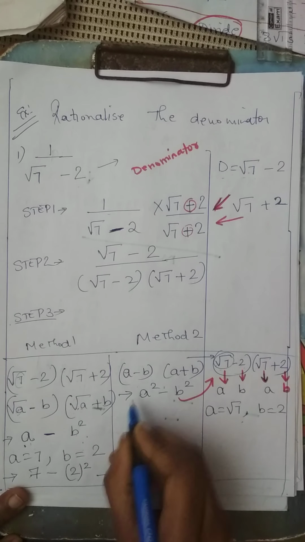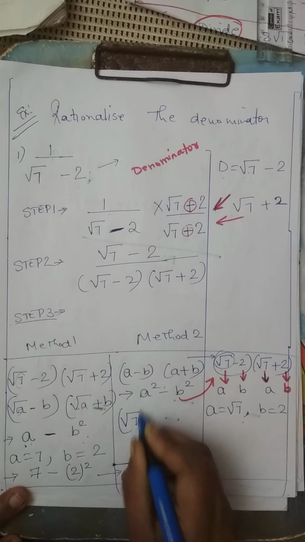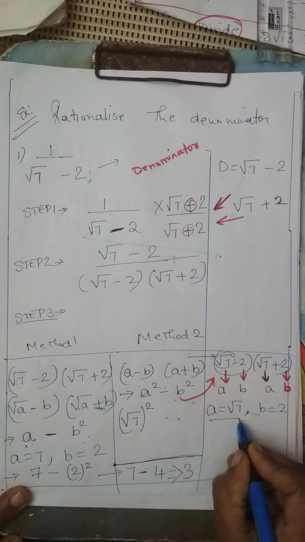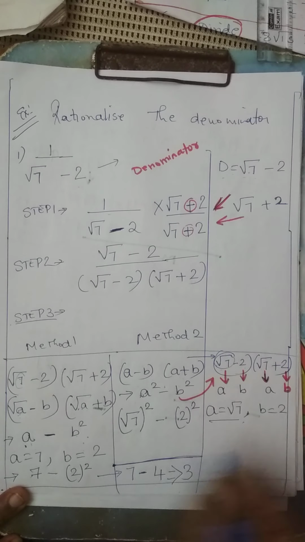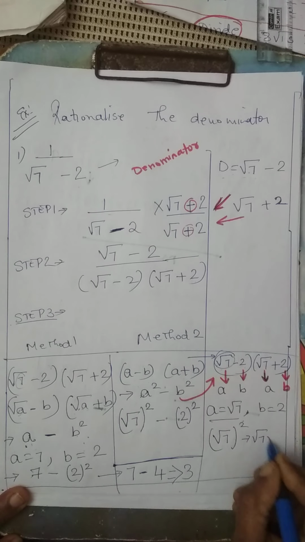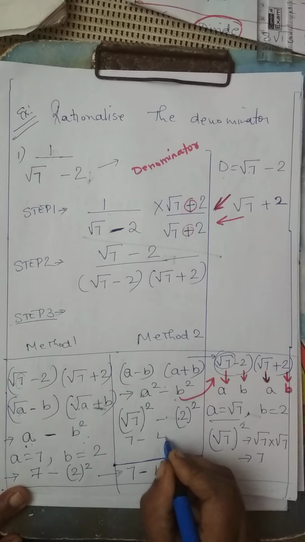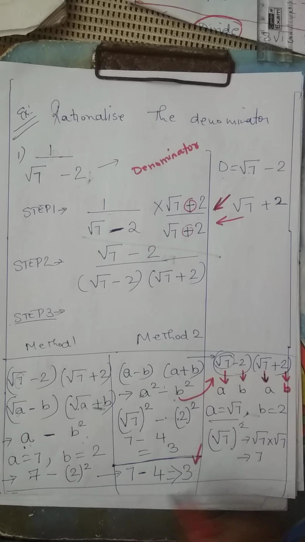So, now, A square. Wherever A is there, what's the value of A? Root 7. Wherever B is there, what will you put? What is root 7 the whole square? Root 7 multiplied by root 7 is 7. So 7 minus 4 is equal to 3. Am I getting the same answer like this? Yes. This answer is here.